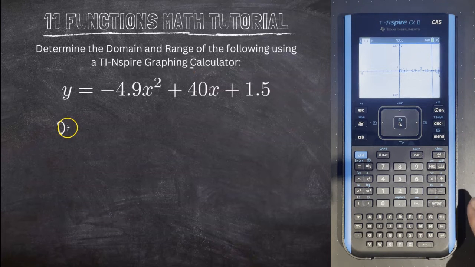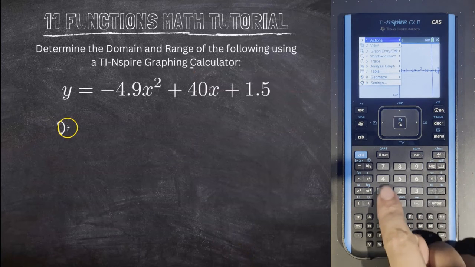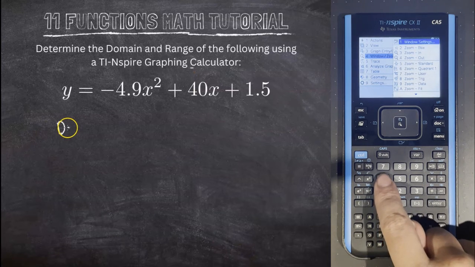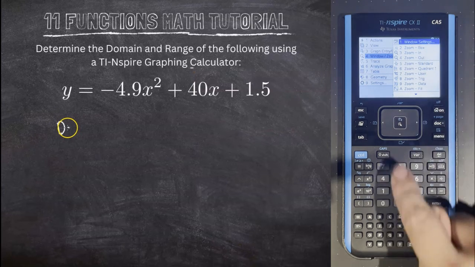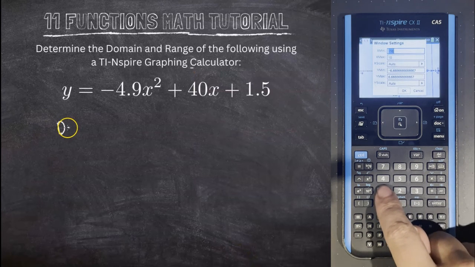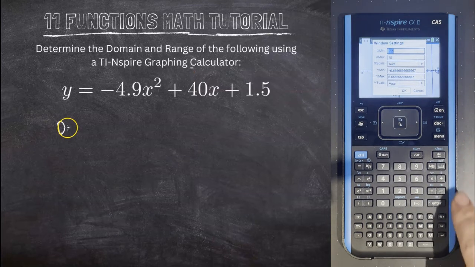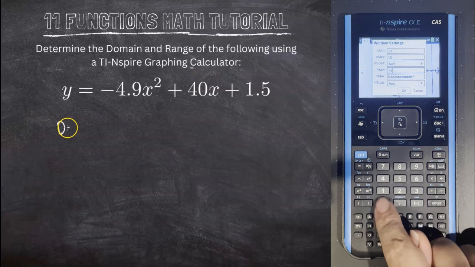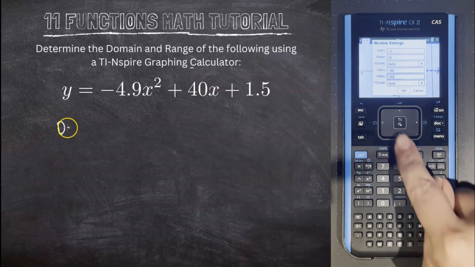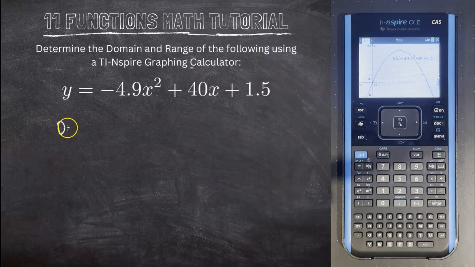So to change our view, we're going to go to menu, and we're going to go down to number 4, which is Windows/Zoom. From here, we can choose a fit, or I can choose Windows Settings 1 and choose that fit myself. So I'm going to choose it myself, and I'm going to choose our x-axis to go from -2 to 10, and our y-axis to go from -40 to 100. That looks a lot better.